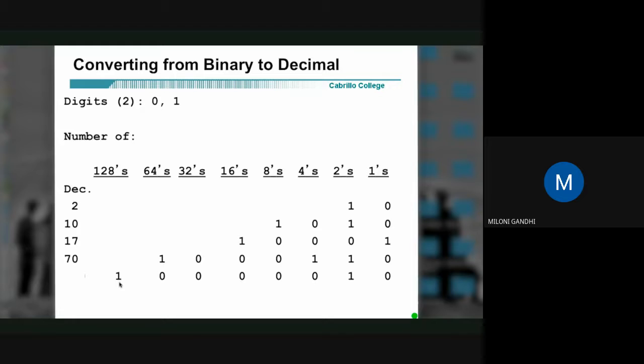Oh, 1 in the 128s. What else do I have? 1 in the 2s. 128 plus 2, that gives us 130. And let's take a look at this last one here. Oh, that looks tough. A lot of adding to do, isn't it? So we'd have to add 128 plus 64 plus 32 plus 16 plus 8 plus 4 plus 2 plus 1. What does that give us?